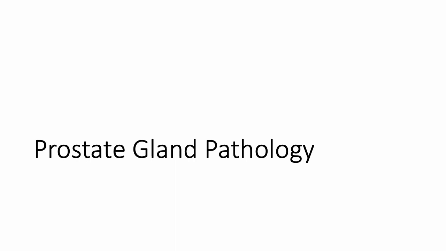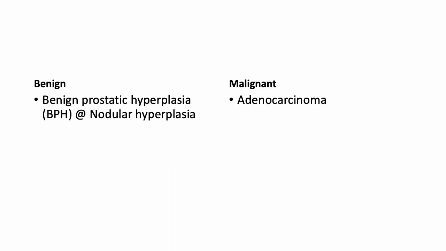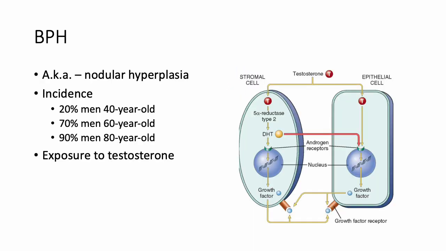And the last part is prostate gland pathology. The most common pathologies that occur are of two types. Number one is benign pathology, which is benign prostatic hyperplasia or nodular hyperplasia, and the second one is malignant, or adenocarcinoma of the prostate. So BPH, also known as nodular hyperplasia, has an incidence that increases with age. In 80 year old men, the incidence is about 90%, whereas at 40 years of age, the incidence rate is only 20%.